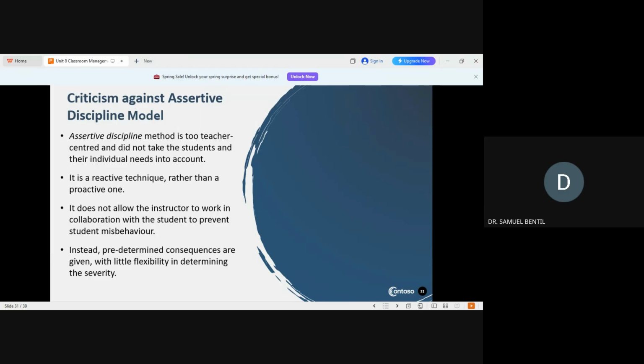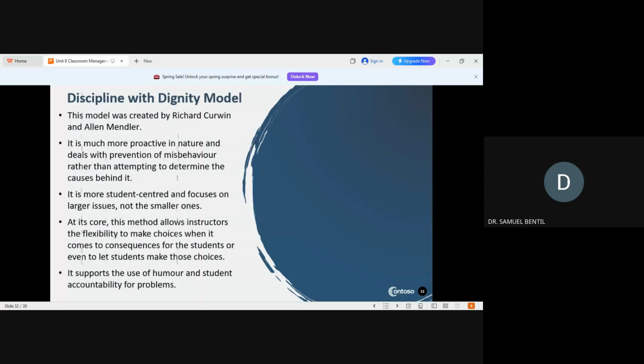the assertive discipline model. Now, like I said, with the discipline with dignity model, the teacher together with the student determines the disciplinary measures in the classroom. Students are given the opportunity to bring their voice. In fact, at times, even the teacher gives the learner the opportunity to decide, so that we all agree that these are the main rules of the class. Anyone who goes close, you know what is going to happen to you.